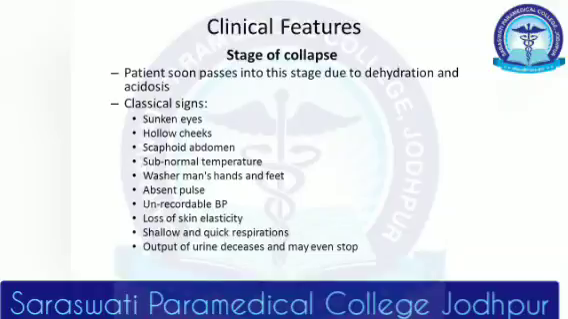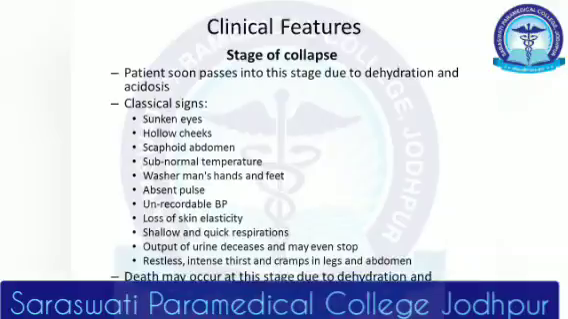The output of urine decreases and may eventually stop. The person may be restless, experience intense thirst and cramps in legs and abdomen. And death, if it occurs, will occur at this stage due to severe dehydration and acidosis.